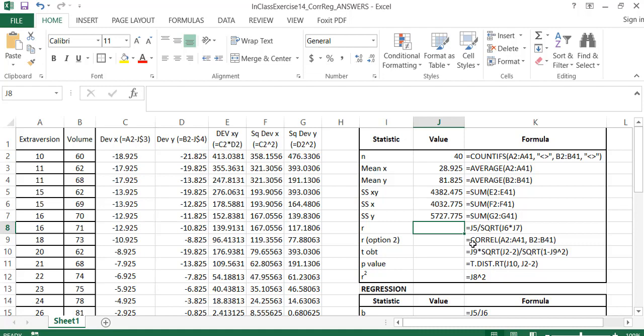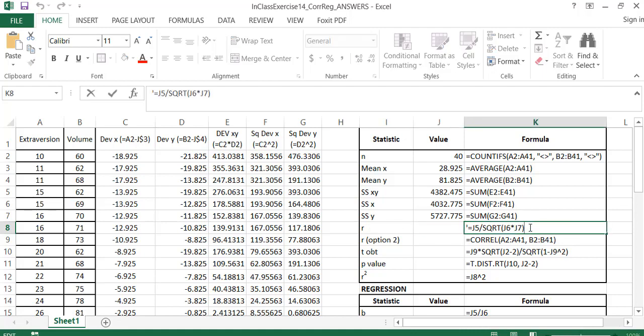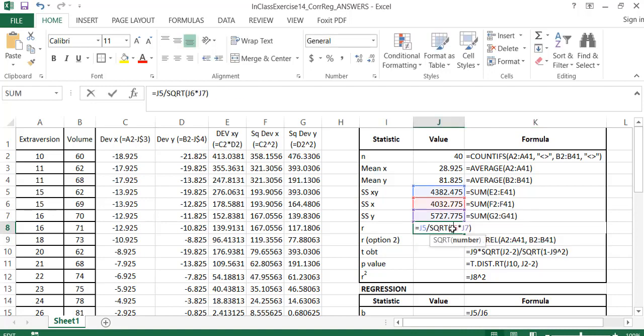I can then use those to get the correlation coefficient, in this case R, so it's Pearson's product moment correlation. And the formula for that, if we look here, is going to be the sum of squares xy divided by the square root of the sum of squares x times the sum of squares y. So we're basically saying the relationship between x and y divided by the variability within x and y, right? So it gives us a proportion of variance that is attributable to the relationship between x and y.